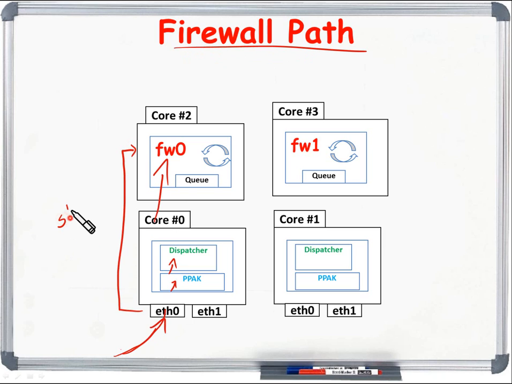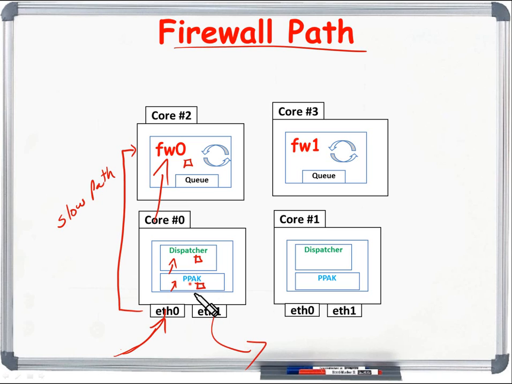We can also call it slow path. It's slow path because it has to go to the firewall for processing. And so after the firewall processes that connection, it's going to update it in the dispatch table, and it's also going to update it in the SecureXL table and forward that traffic through.